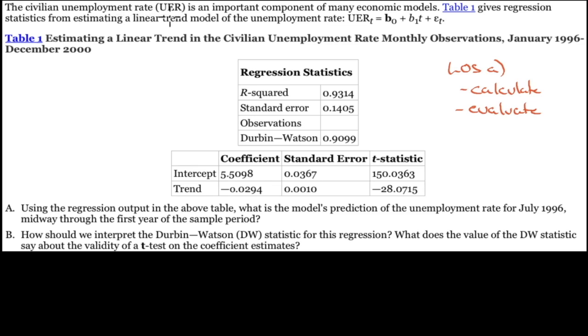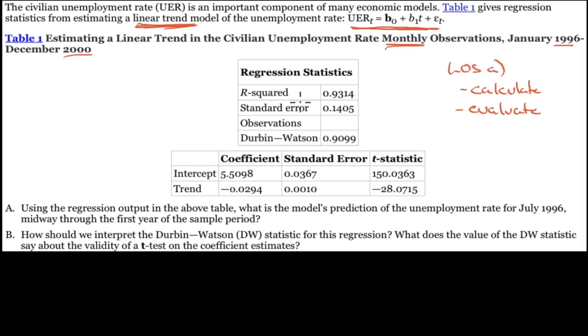The civilian unemployment rate is an important component of many economic models. Table 1 gives regression statistics from estimating a linear trend. So we're looking at a linear trend model of the unemployment rate, and here are the derived statistics. Estimating a linear trend in the civilian unemployment rate, monthly observations, January 1996 to December 2000. That is inclusive of the years, so 5 years of monthly observations, 60 months.